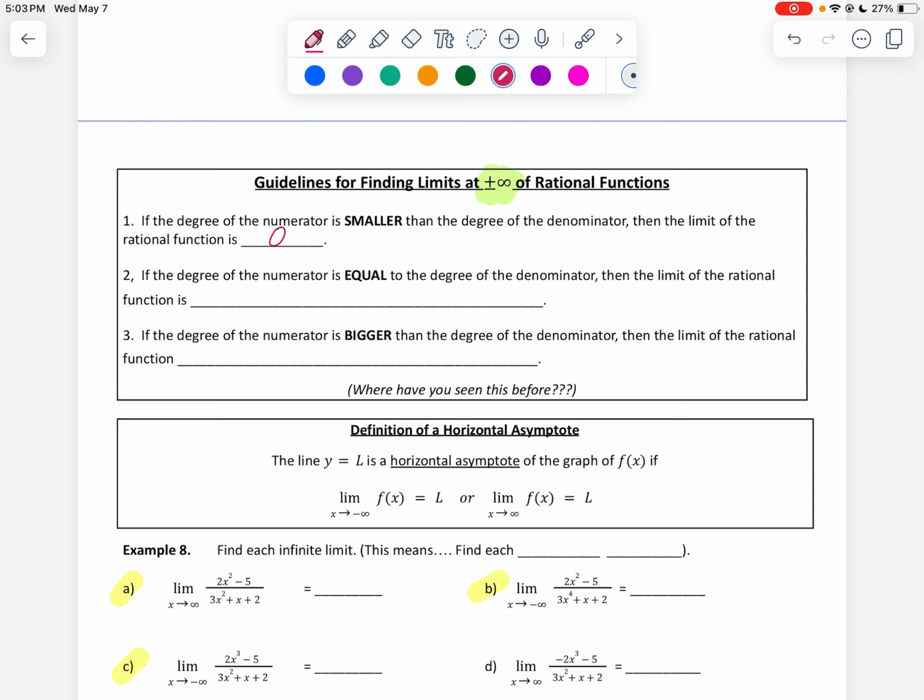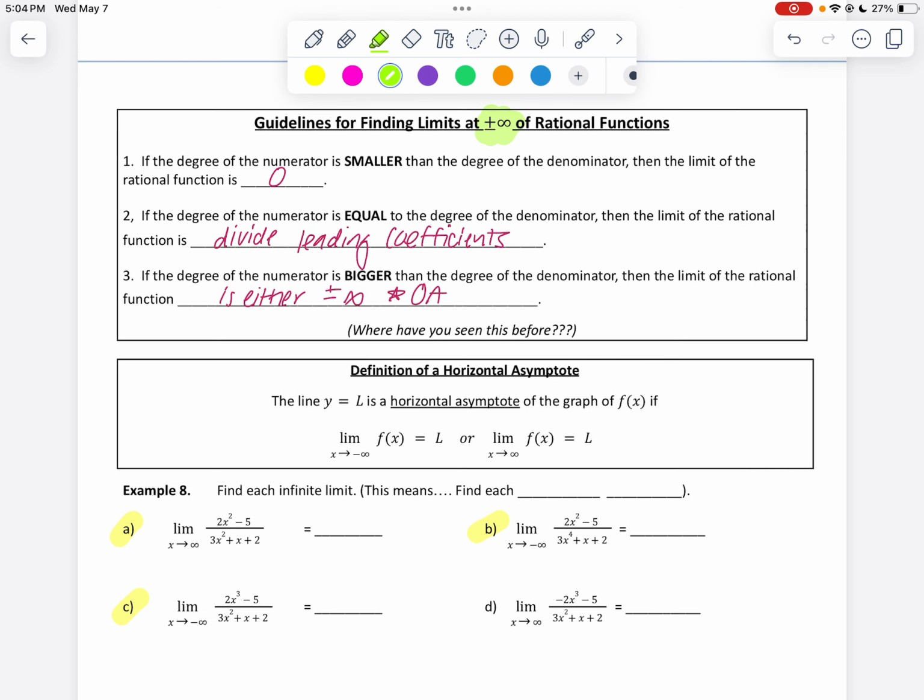If the degree of the numerator is equal to the degree of the denominator, then the limit of the rational function is, this is when we divide the leading coefficients, right? And then if the degree of the numerator is bigger than the degree of the denominator, then the limit of the rational function is either positive or negative infinity. And we have seen this before. These are our quote-unquote oblique asymptotes. We've seen this before because this is basically the definition of a horizontal asymptote.